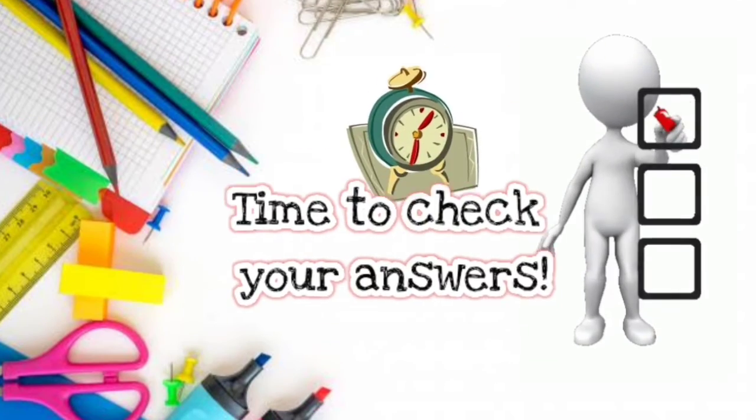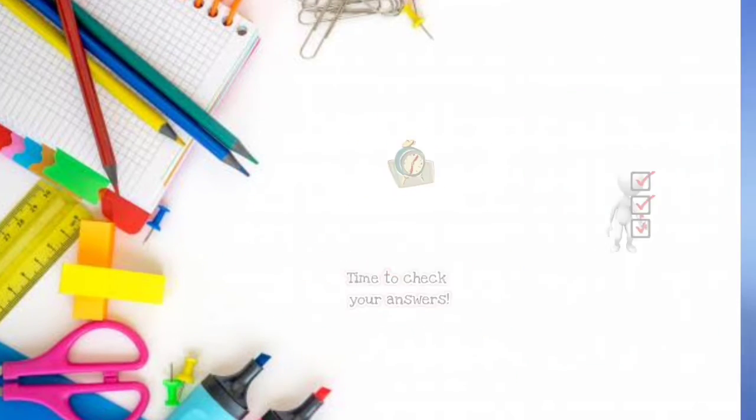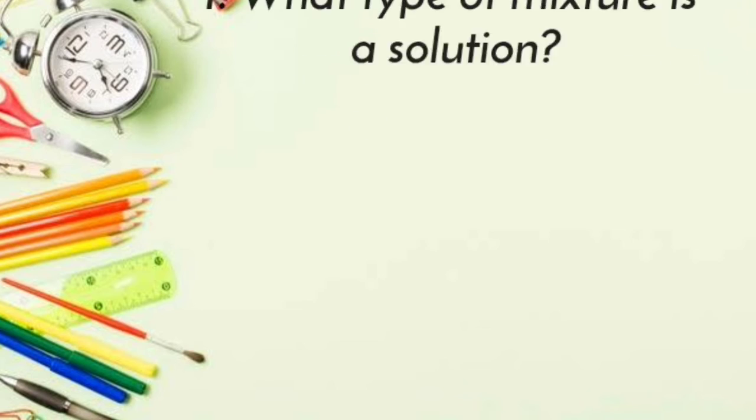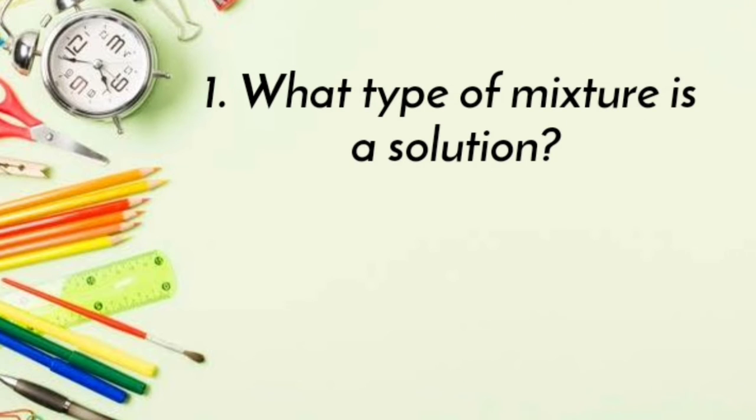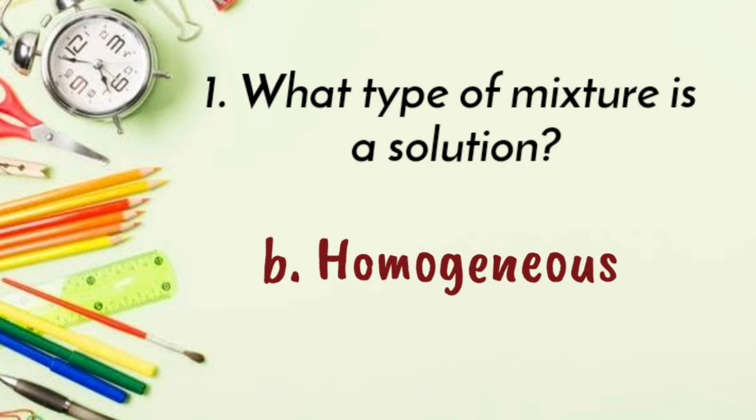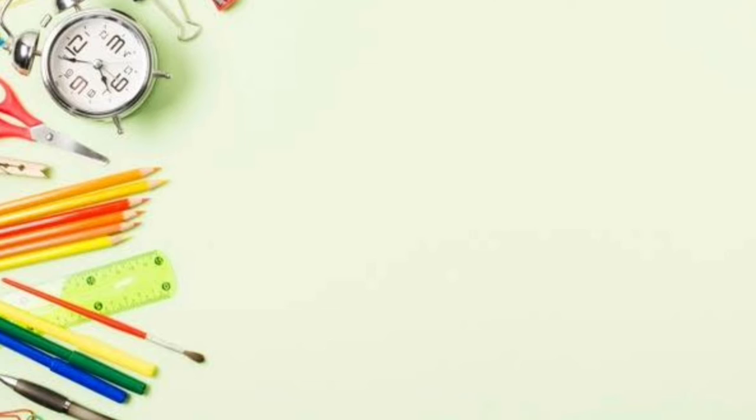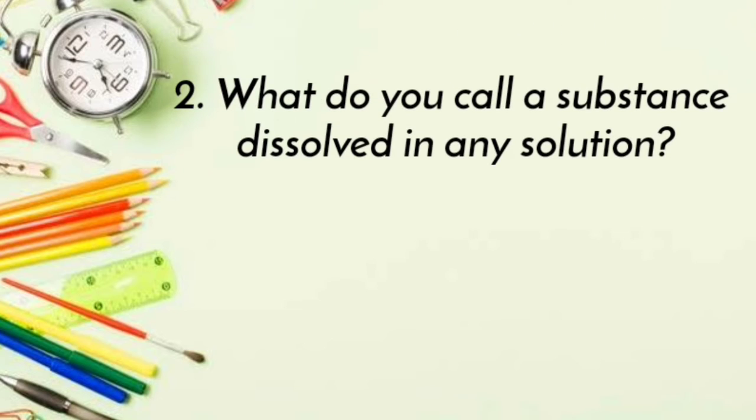Let us now check your answers. In question number 1, what type of mixture is a solution? And the answer is B, homogeneous. Next question, what do you call a substance dissolved in any solution? The correct answer is A, solute.